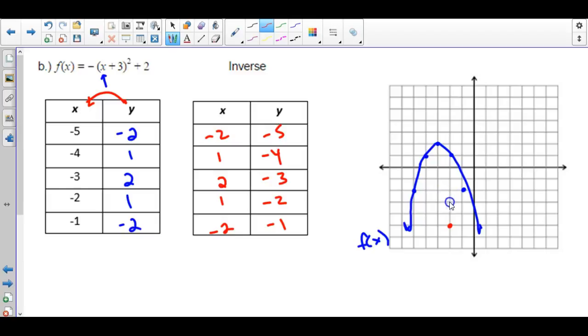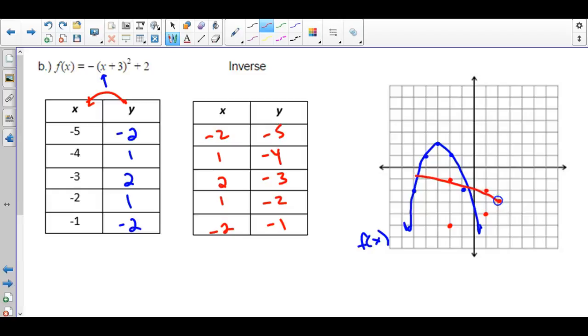So yeah, 1, 2, 3, 4, 5, okay, cool. And then 1, -4, so that's over 1 and down 1, 2, 3, 4. And then I have 2, -3, so over 2 and down 3. 1, -2, and then -2, -1. Oops, that was definitely at -1, -1. Okay, -2, -1, so right here.